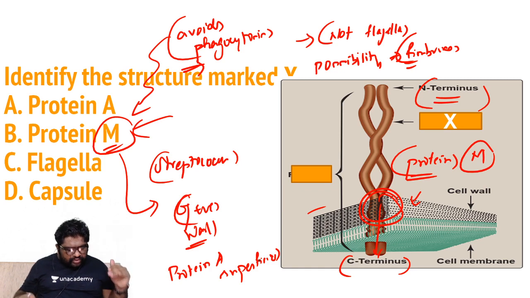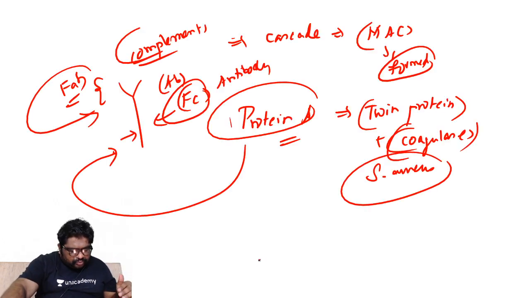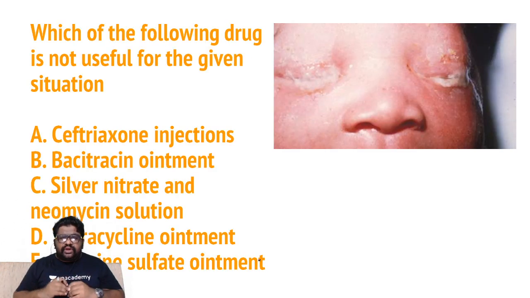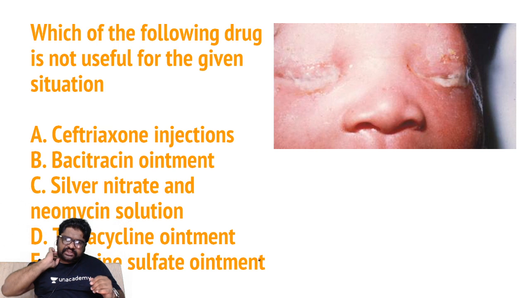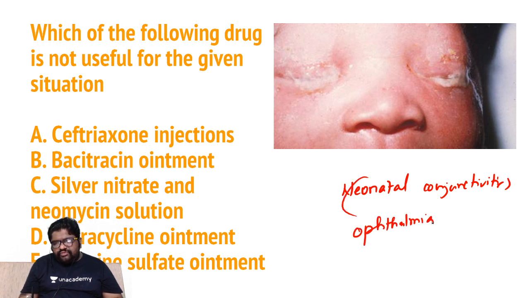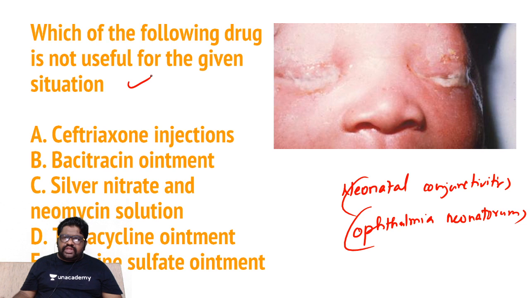Okay, now MBBS booster has given me the answer here. Which of the following drugs is not useful for the given situation? Now you have given me the right answer. It is ophthalmia neonatorum. It is also called neonatal conjunctivitis. And if this is the diagnosis, then which is not useful for the given situation?